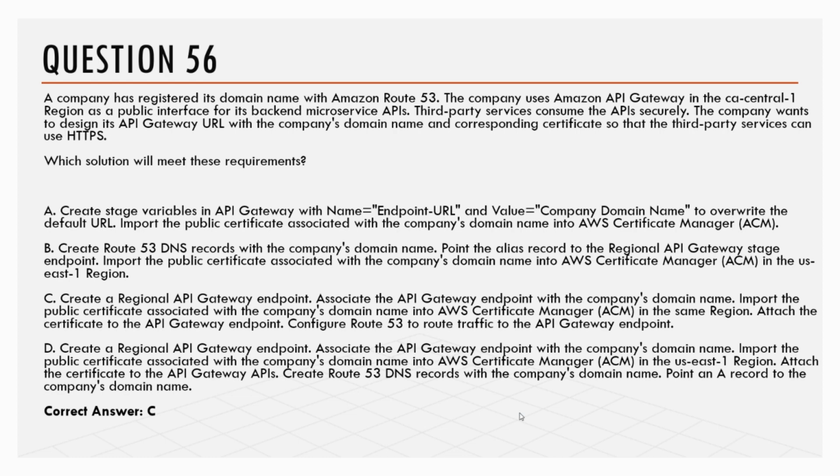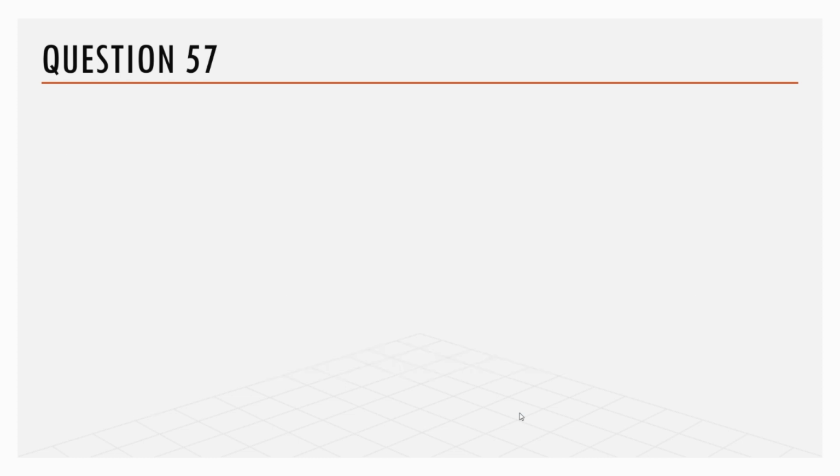with the company's domain name, import the public certificate associated with the company's domain name into AWS Certificate Manager in the same region, attach the certificate to the API gateway endpoint, configure Route 53 to route traffic to the API gateway endpoint. Now let's look into the next question.